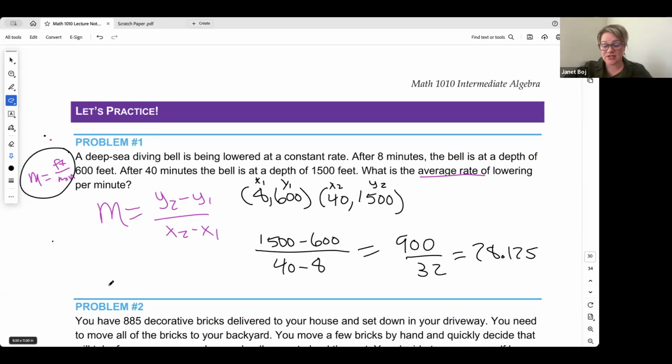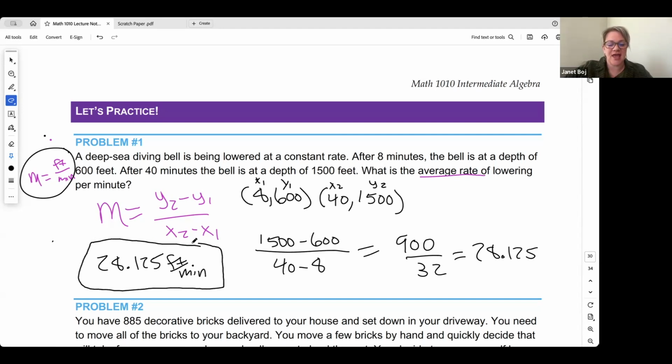Then when you state your answer, make sure you use your units. So 28.125. And remember, this is feet per minute. That's the rate at which it lowers. A rate will have 2 units, feet per minute.